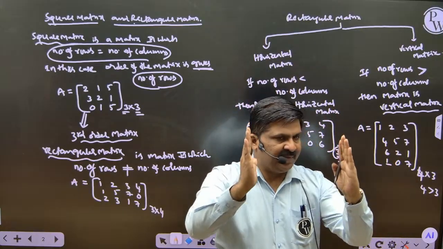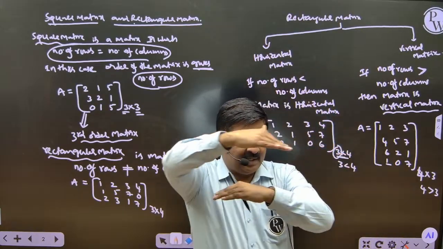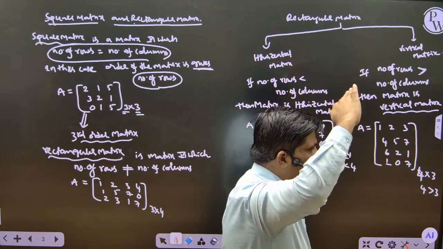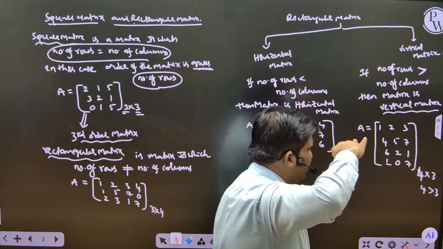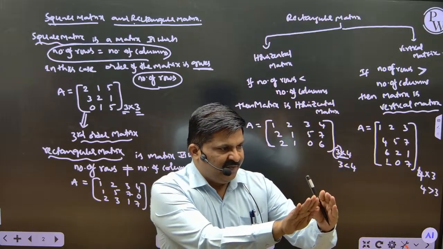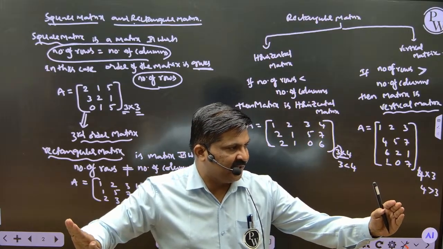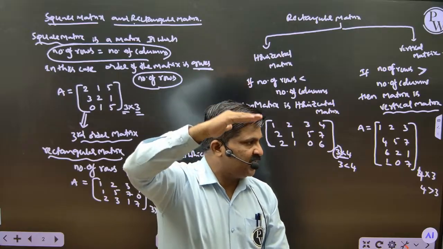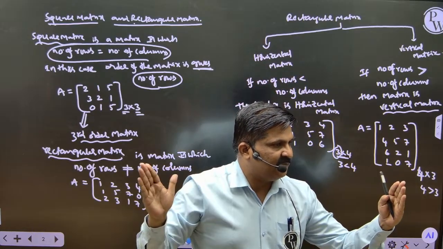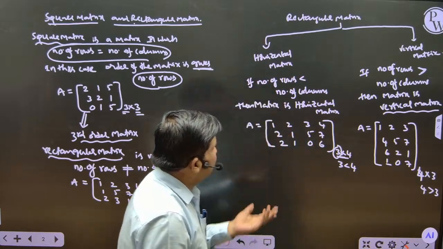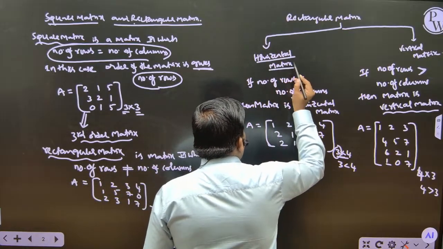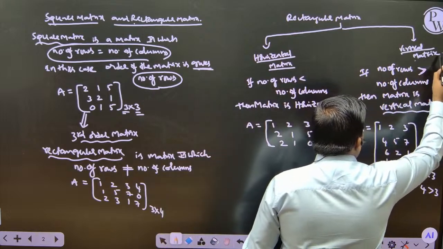Horizontal means the shape is like this, vertical means like this. Horizontal means columns are dominating. If you are moving like this, columns are dominating. If you are moving like this, rows are dominating. Rows domination means vertical. Columns domination means horizontal. That's why it is a vertical matrix or a horizontal matrix.